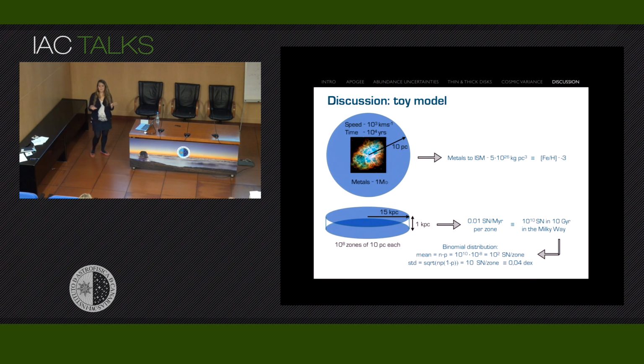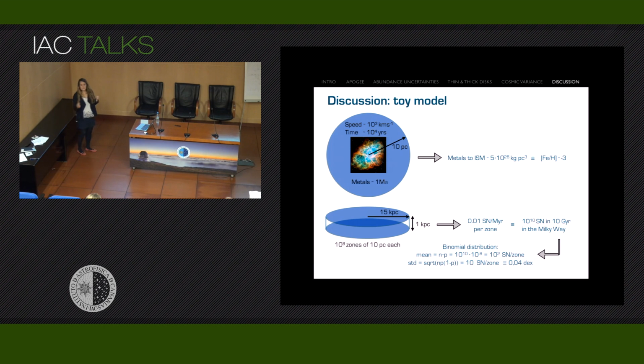So this is a toy model, of course. There are many things that we are not taking into account here. And the supernova yields more or less 1 solar mass of metals to the interstellar medium. So this means more or less 10^26 kilograms per cubic parsec of metals. So the first supernova will raise the metallicity of the interstellar medium to minus 0.3, or minus 3, excuse me.